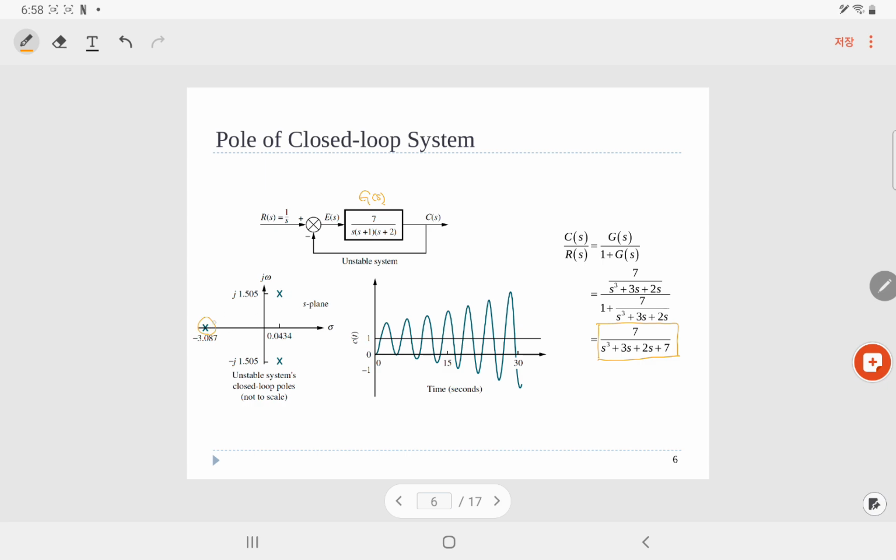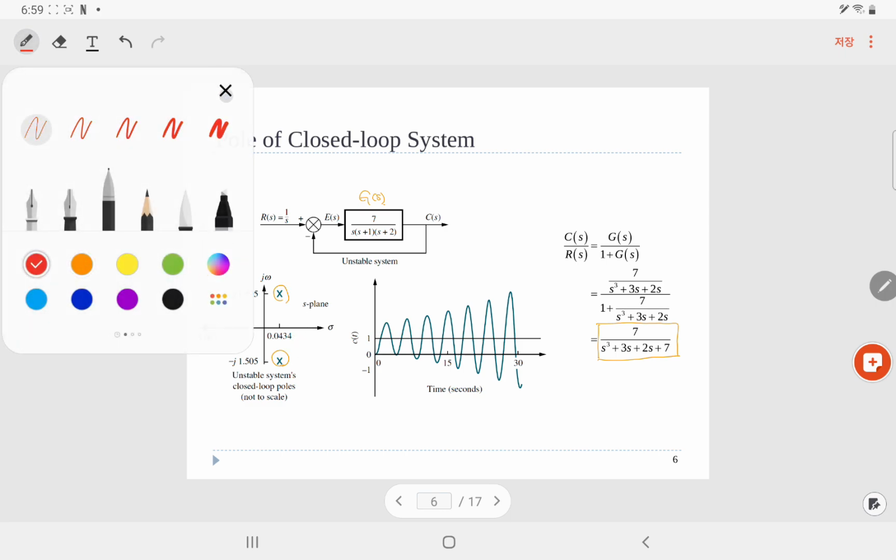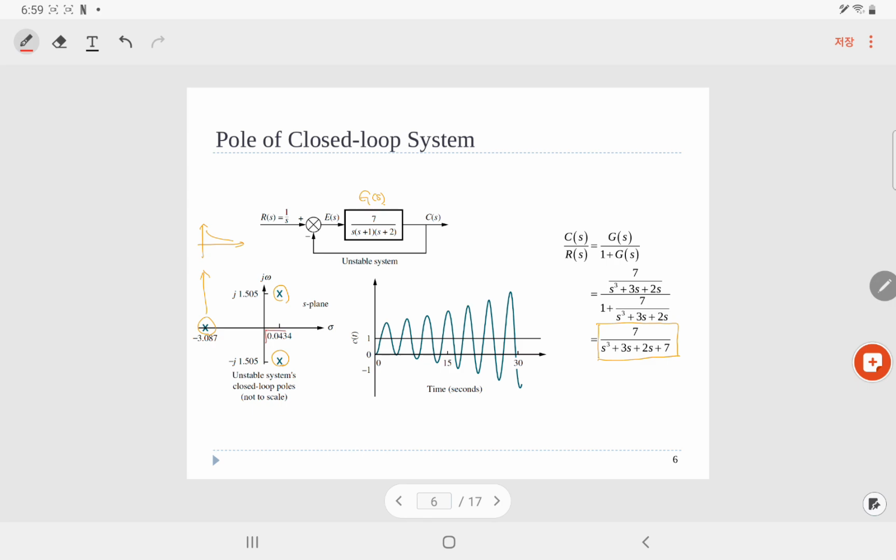So this stable pole will produce the natural response like this. This natural response converges exponentially to 0 as time t approaches infinity. This is identical to that of the stable case. However, these two poles are unstable, because these two poles have a positive real part, like this.